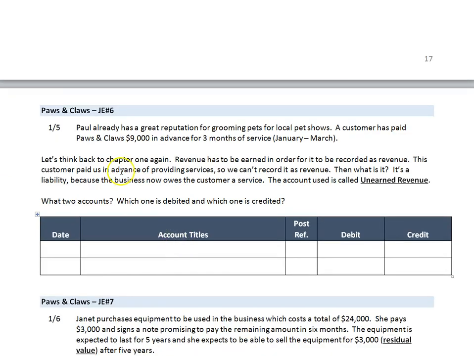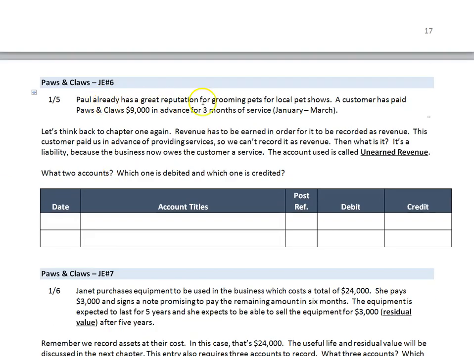Let's keep moving. Journal entry number 6. Paul already has a great reputation for grooming pets in local pet shows. Customer has agreed to pay $9,000 in advance for 3 months of service. Remember, revenue has to be earned in order for it to be recorded as revenue. So this amount is going to become revenue, but it's going to become revenue over the 3 months of service. It's revenue as we earn it, not revenue when we receive the cash.